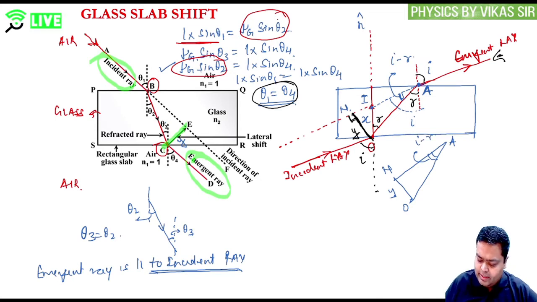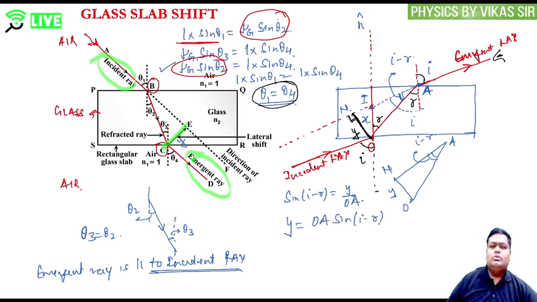So I can use from here sine of I minus R is equal to y upon OA. So I get the value of y that I need, that is OA sine of I minus R. And our only task is to get the value for OA.